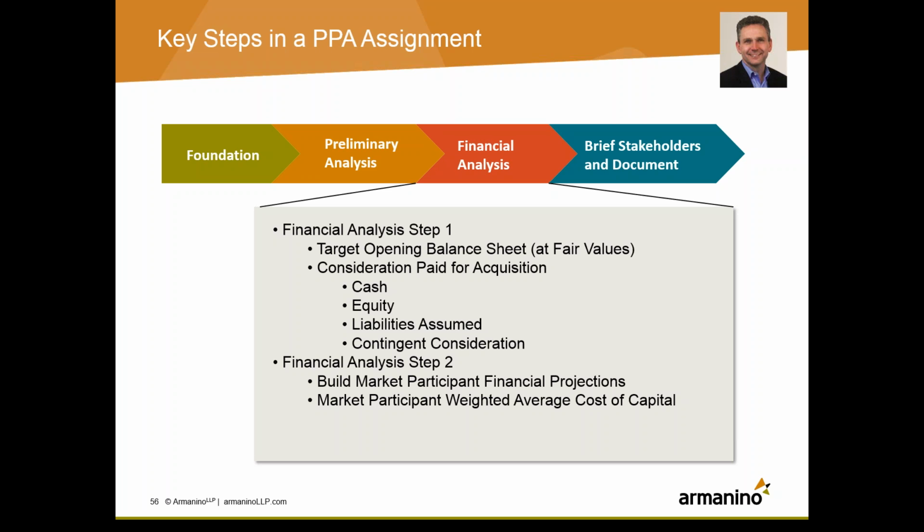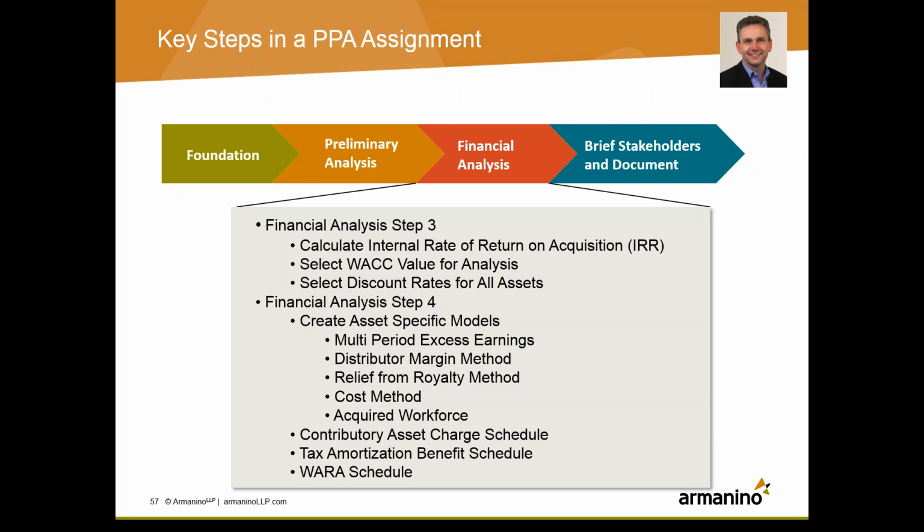Then in analysis step 2, we would build the financial projections, and these would be asset specific. I think on the next slide, step 3, that's where we calculate all the rates of return. So we have the internal rate of return based on the acquisition. Well, this is how much we paid, and this is the cash flows that we expect in the future. Then we have the WACC, the weighted average cost of capital, based on guideline companies. So it's an external kind of cross-reference. And then we have selected discount rates for all assets, which in the end will get us all the way on the bottom to the WARA schedule, the weighted average return on assets schedule. And ideally, all these 3 risk metrics kind of come together and are very close.